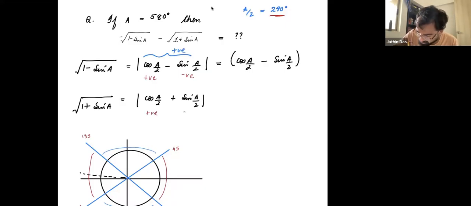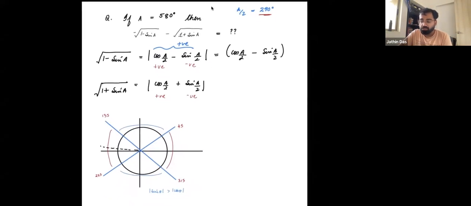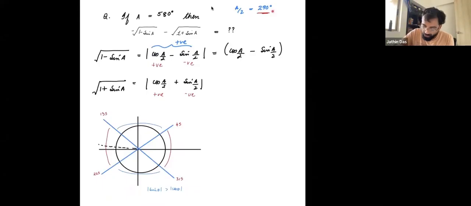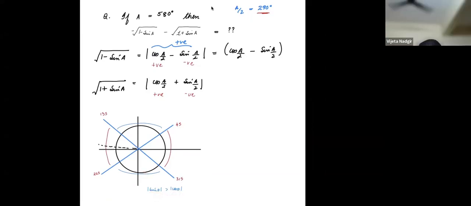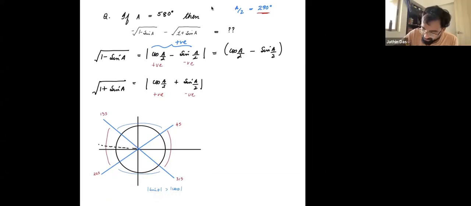Now this is positive, this is negative. But now we don't know, so we have to see the mod value. Where is 290? Here. Here sine is bigger than cos. So negative. Yeah. So the whole thing is negative.